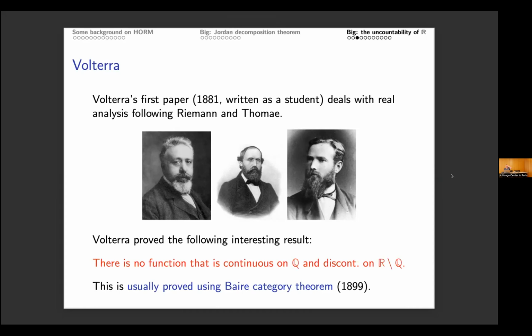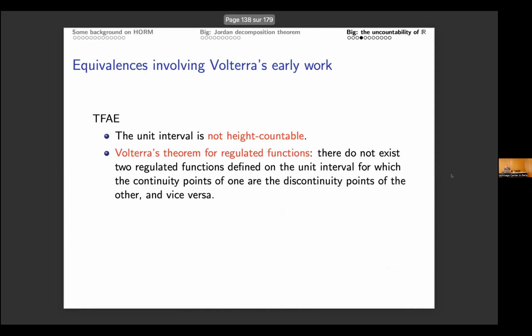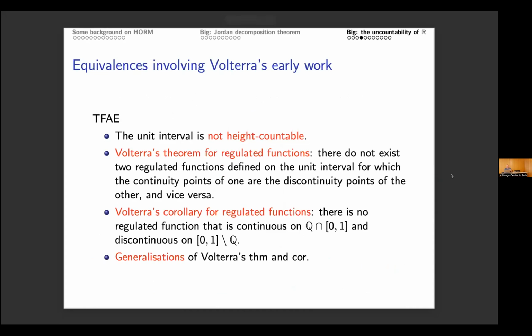And Volterra showed that there is no dual. There is no function that is continuous on Q and discontinuous on R minus Q. So that's student Volterra, his first paper. And this is usually proved using the Baire category theorem, but you can prove it without. And then the following are equivalent. Volterra's results are all equivalent to the unit interval is not height countable.